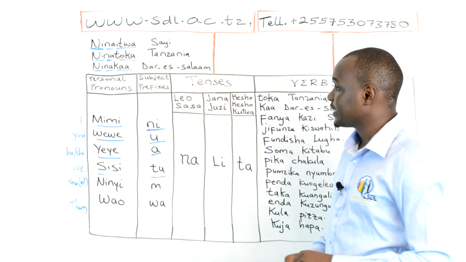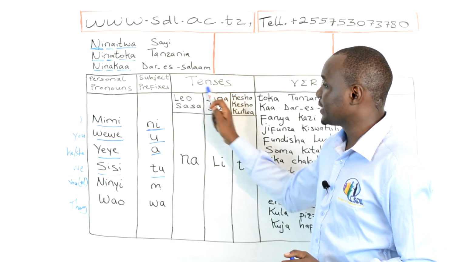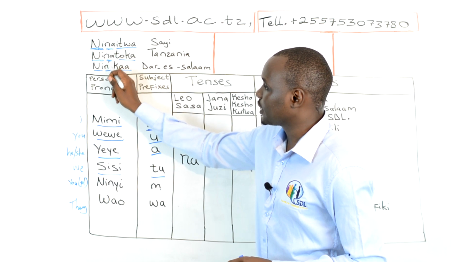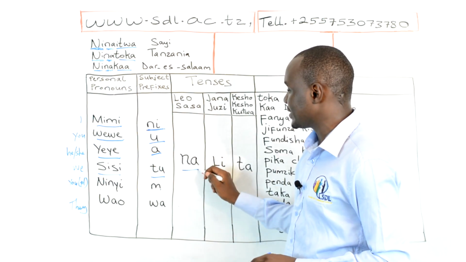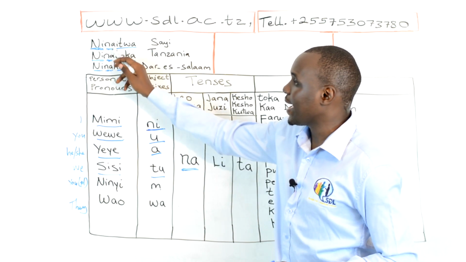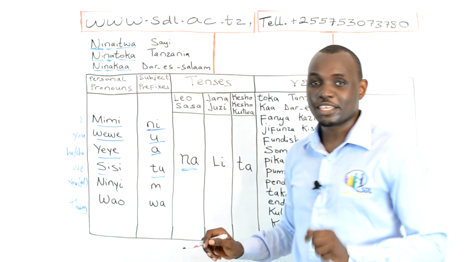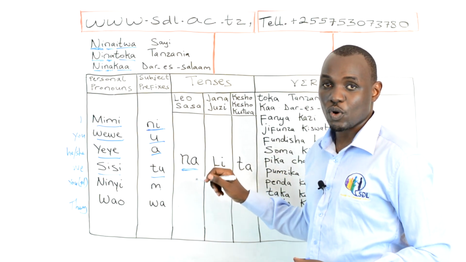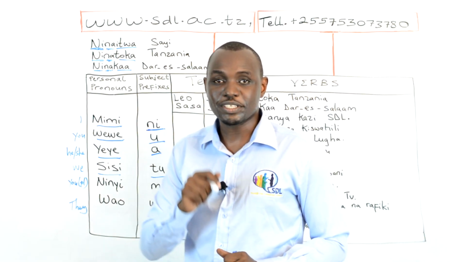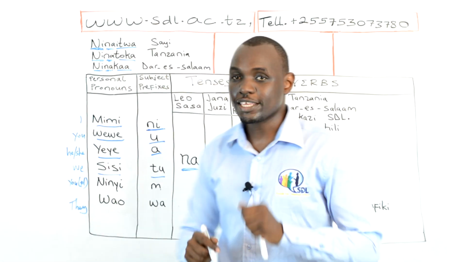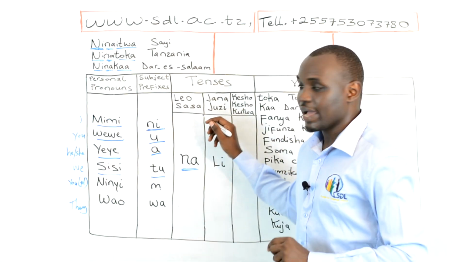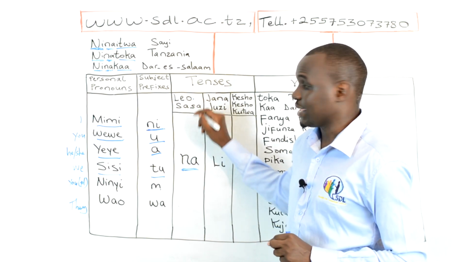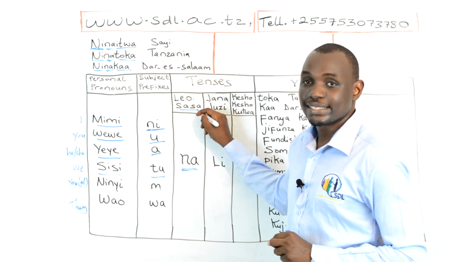And the chart tells us that there is the tense. Now the second part here, this one, the chart is telling us this is the tense. So in the middle there is the tense. And which tense is that? That is present tense. So every time you want to say the present tense, you will say na. And this na here, you will start saying like today. Leo means today. And sasa is now.